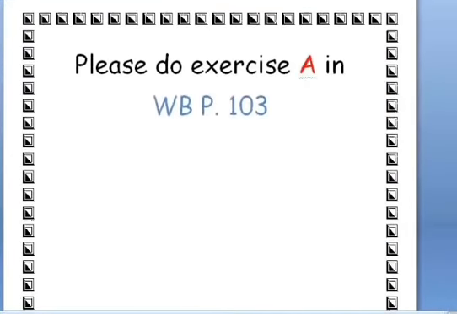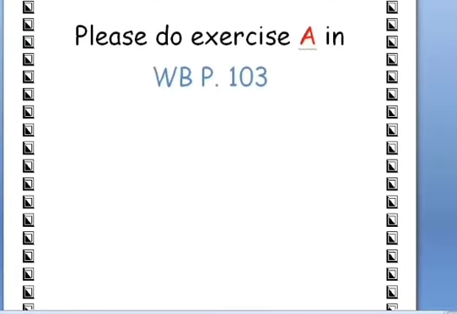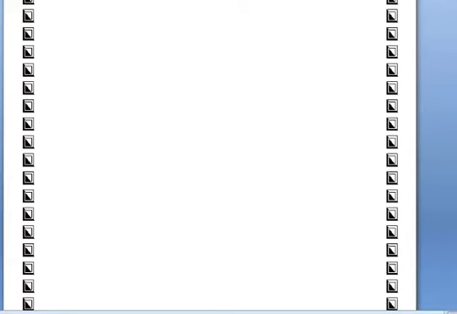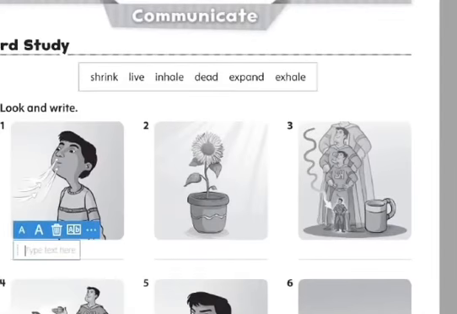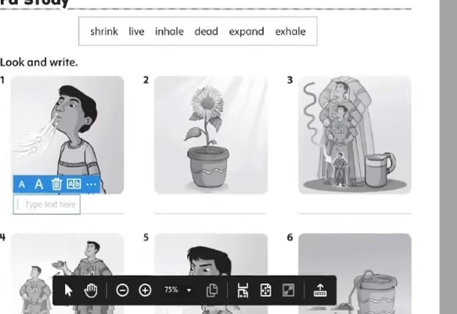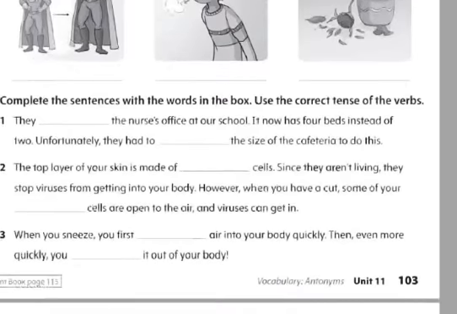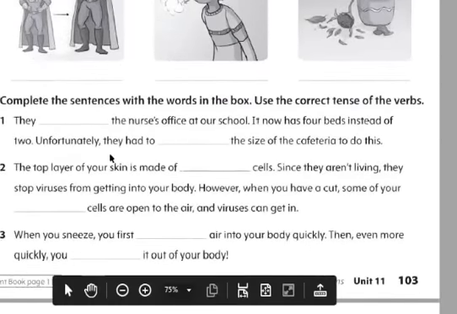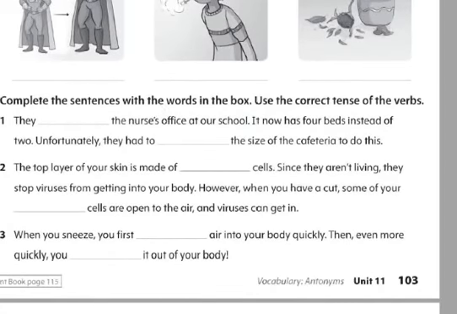Now, you have an exercise, exercise A in your workbook, page 103. This is homework for you, and we are going to do exercise B together. Please open your workbook to the exercise. Exercise A, this is homework. And now let's move to exercise B. Complete the sentences with the words in the box. Use the correct tense of the verbs. For sure the words in the box are the same words that we have studied.